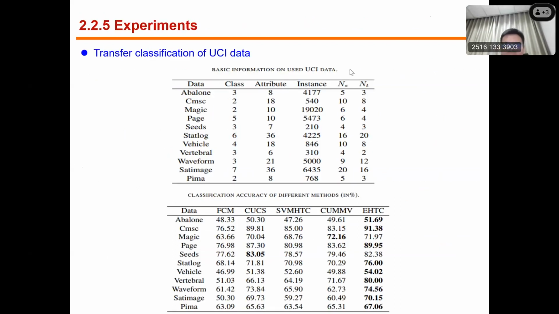This is some classification result we can see. If we use multiple mapping values, the classification result will be improved. The classification accuracy is higher than the traditional method, because in the traditional method each object has only one mapping value in another domain.